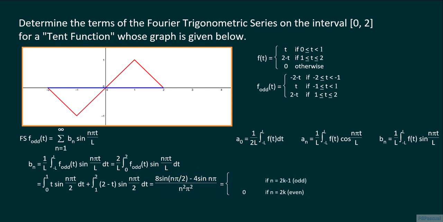If n is odd, n pi is still a multiple of pi, and so sine n pi is 0. If n is odd, then n pi over 2 will be an odd multiple of pi over 2. And sine n pi over 2 will alternate between the values 1 and -1, starting with the value 1 if k starts at 1. So we can write the numerator as 8 times -1 raised to the k plus 1 power if we start k at 1. And we have the Fourier series for the odd extension of f.